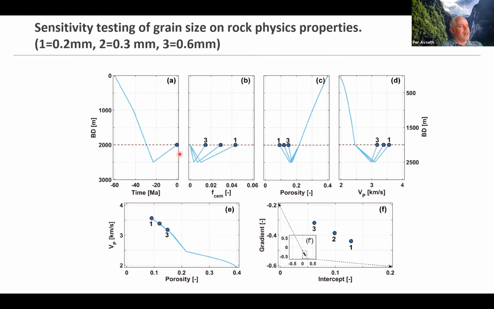And of course, grain size. Here's a sensitivity test where you have the same burial curve, but 3 different grain sizes: fine grains, medium grains, and coarse grains. And you see here that, yes, the very fine grain will be more cemented because it has more specific surface area per volume unit of the rock.